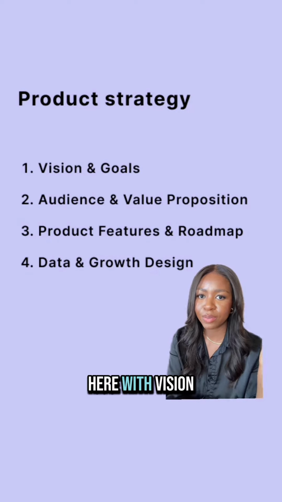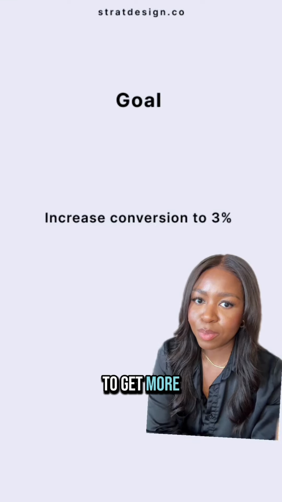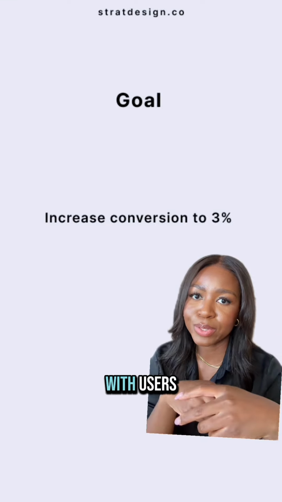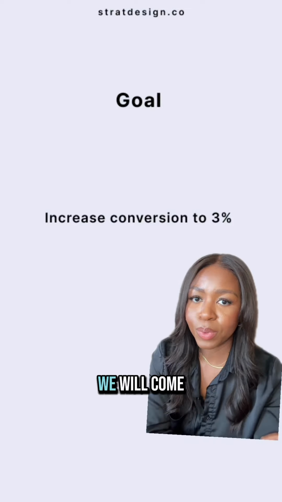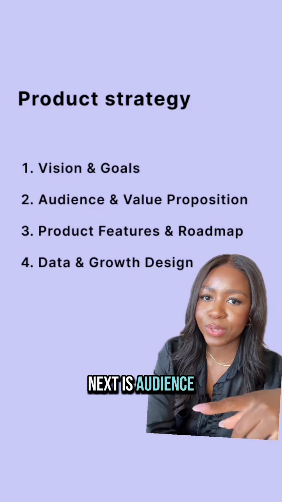We're gonna start here with vision and goals. Right now, we only have a goal, but not a vision. The goal is to get more subscribers. The only way to do that is to create products and features that will resonate with users to make them want to subscribe. We will come back to this later once we have more information to create a vision. Next is audience and value proposition.